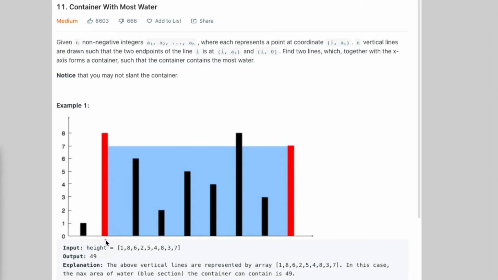So let's see the example given below. The array contains elements 1, 8, 6, 2, 5, 4, 8, 3, 7, and each one, as the statement says, is a vertical line represented by i, a of i. We will have two pointers, one pointing to the first element, and the second one pointing to the last element.